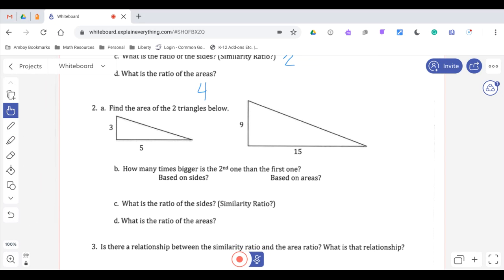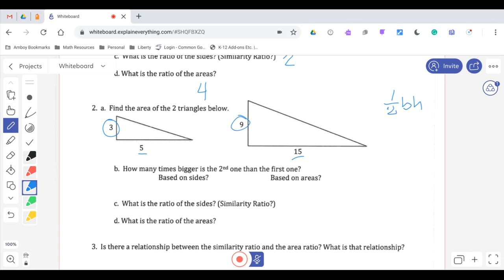Okay, same thing, but now we have triangles. Quick refresher, the area of a triangle is 1/2 of the base times the height. So based on our sides, to go from 3 to 9 or 5 to 15, the second one is 3 times bigger. That would be my side ratio.